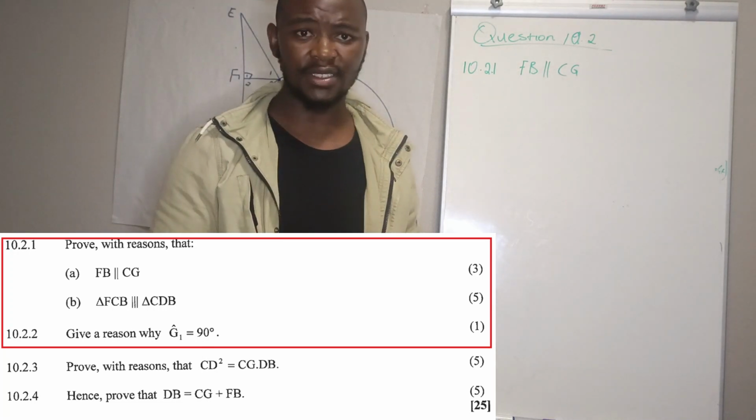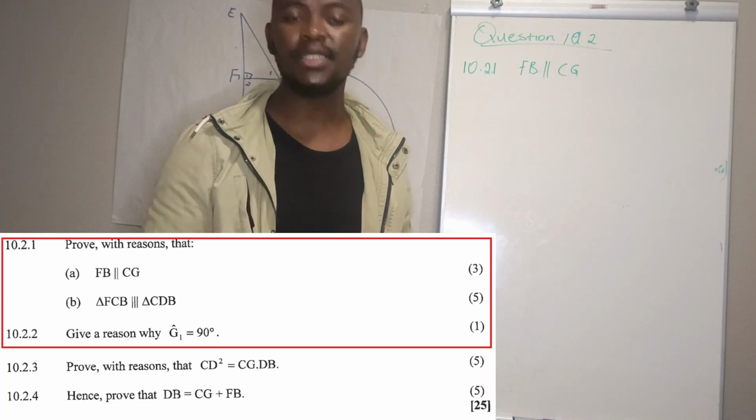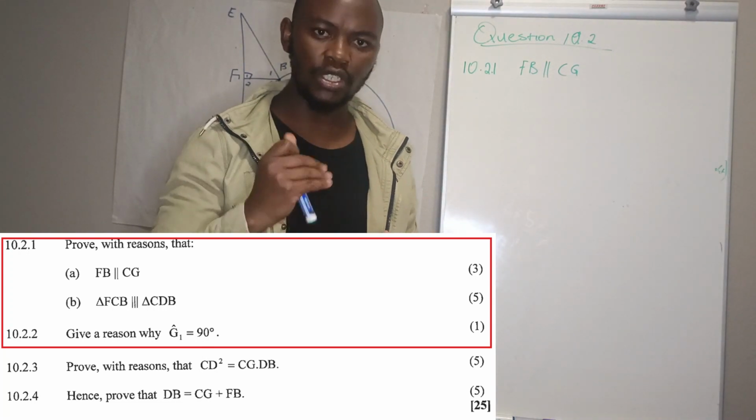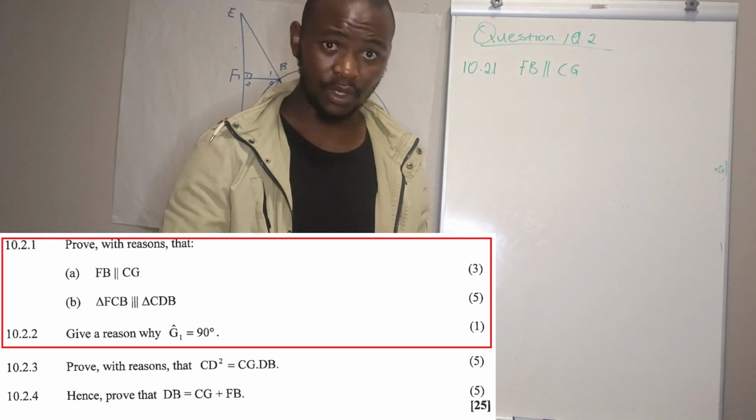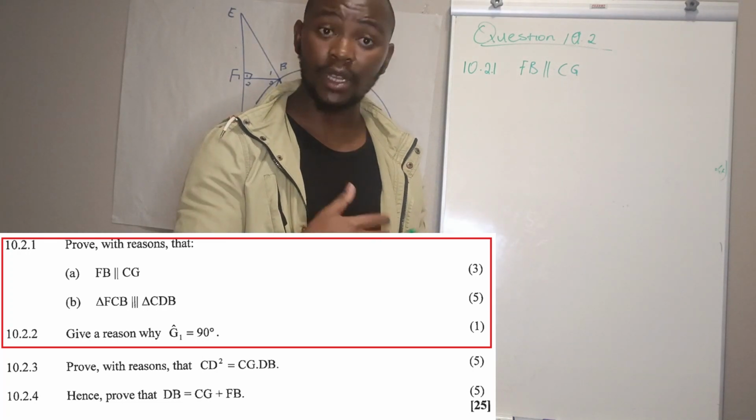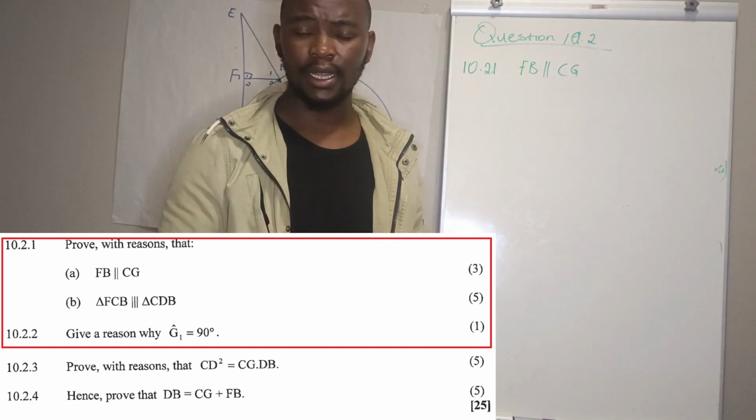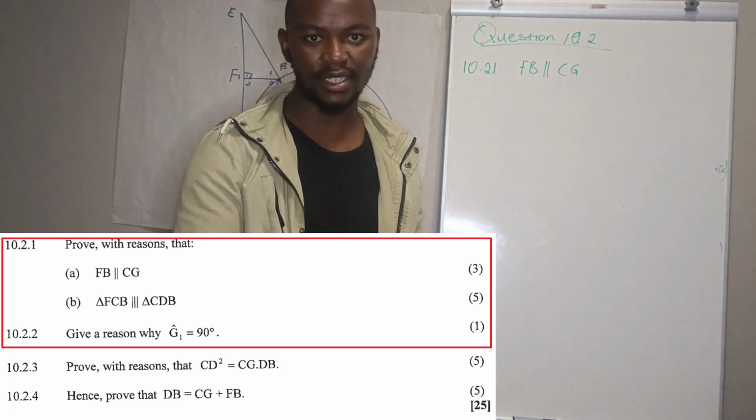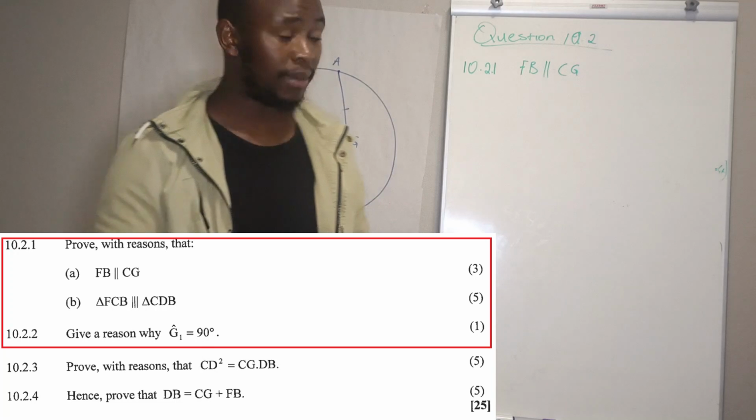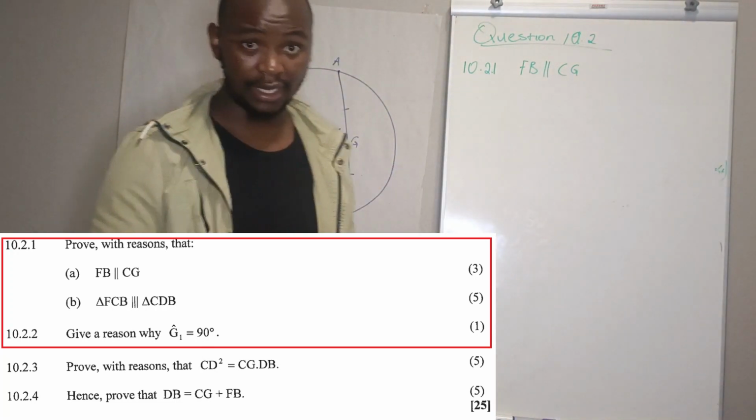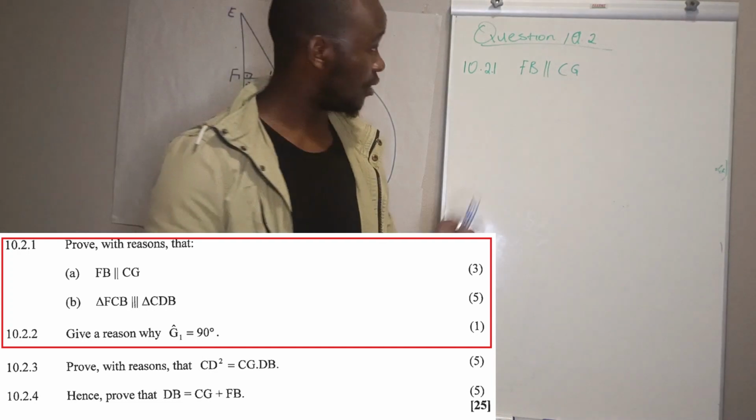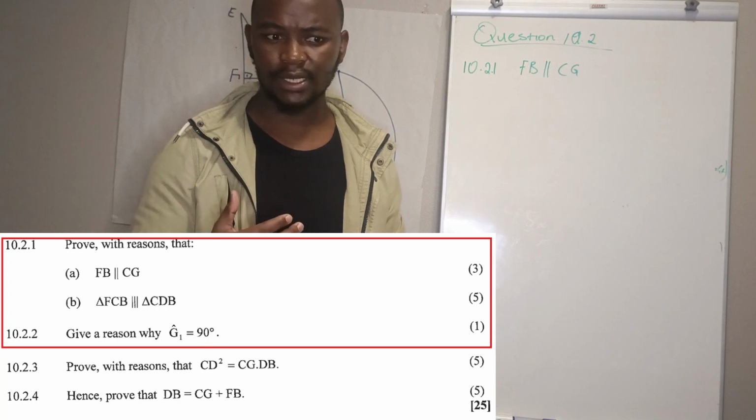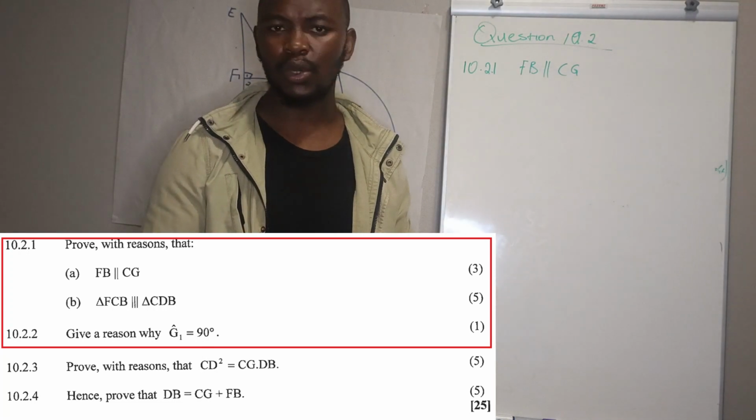They are saying provide reasons, and I've always reiterated that we must always provide the reasons when it comes to circle geometry. This is to make sure that whoever is looking at your script or trying to understand whatever you wrote on the paper, they can at least understand your train of thought and whether you are indeed understanding what you're doing. So for FB parallel to CG, we need to first identify those two lines, and think of different ways to prove that two lines are parallel.